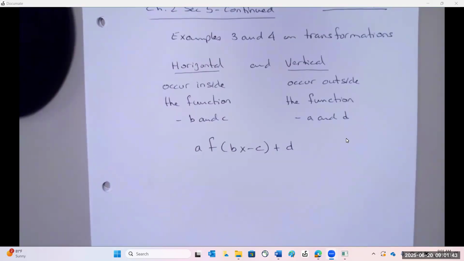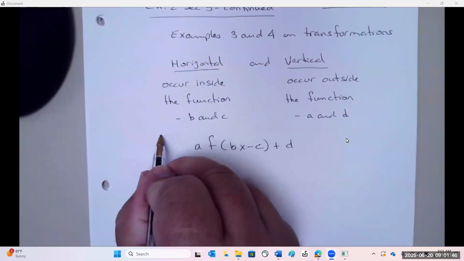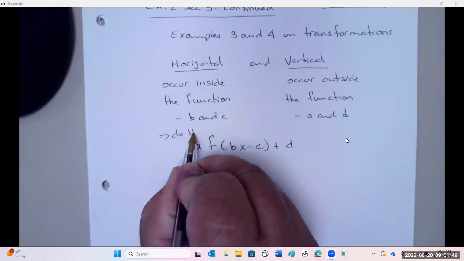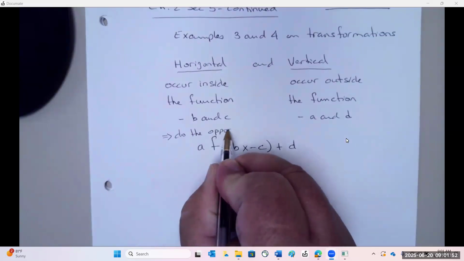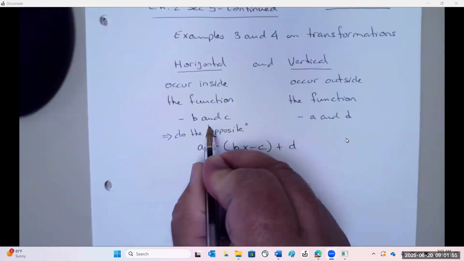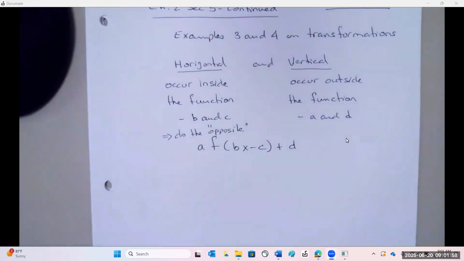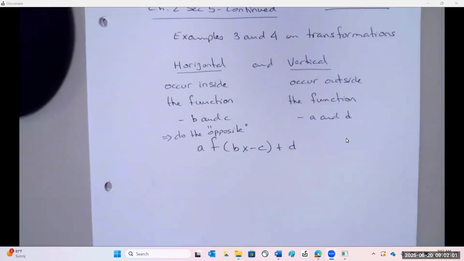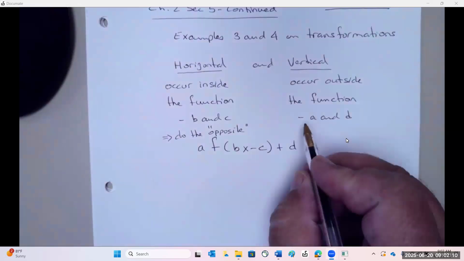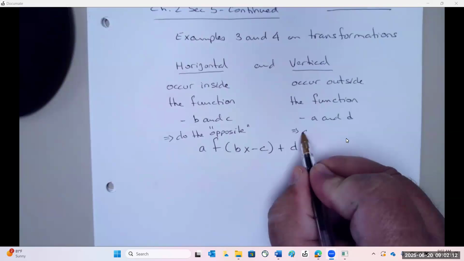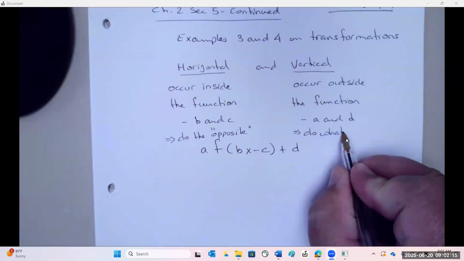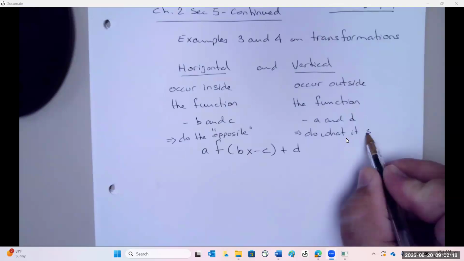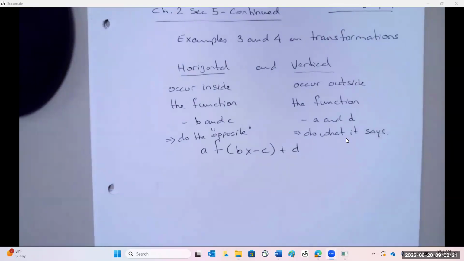If it's inside, do the opposite. Like, for example, if there's x minus 2, then which way do you move your graph? You move it to the right. If it's outside, if it's vertical, it's outside, and you do what it says. It is what it is. And that's what we're going to talk about the first part this morning.